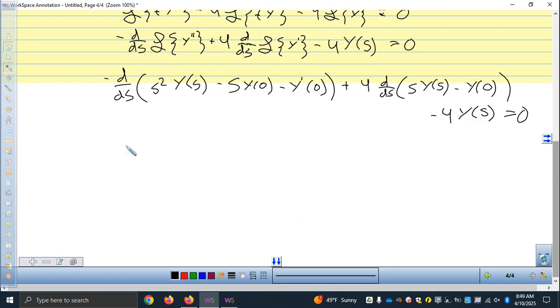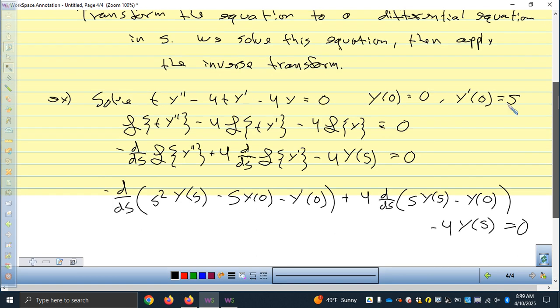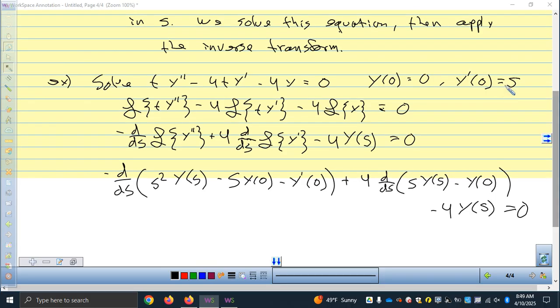So I need to take some derivatives here. I need to be careful because both of these are functions of s, so we're using the chain rule. Y of 0 is 0, so I don't have to worry about that, and y prime is 5. We're taking the derivative of a constant there, so that doesn't impact our derivative.